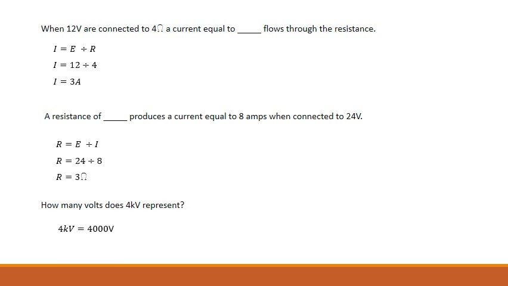How many volts does 4 kV, or kilovolts, represent? 4 kilovolts equals 4,000 volts. Remember, 1 kilo is 1,000, so 4 times 1,000 is 4,000 volts.